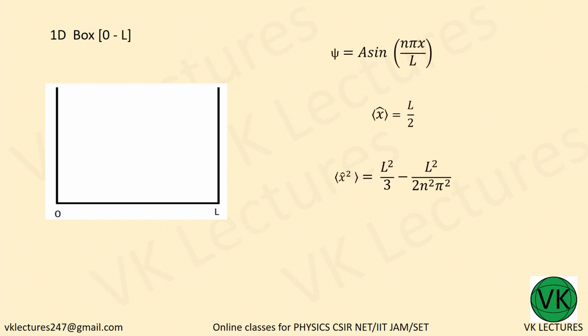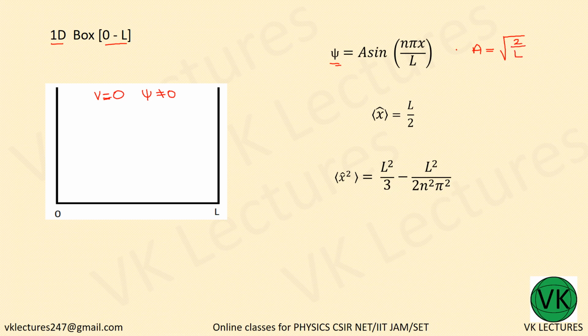For a 1D box of length 0 to L, inside the potential is equal to 0 and the wave function psi is not equal to 0. The wave function is given as psi = A sin(nπx/L), and we know that the normalization constant A = √(2/L), where L is the length of the box.